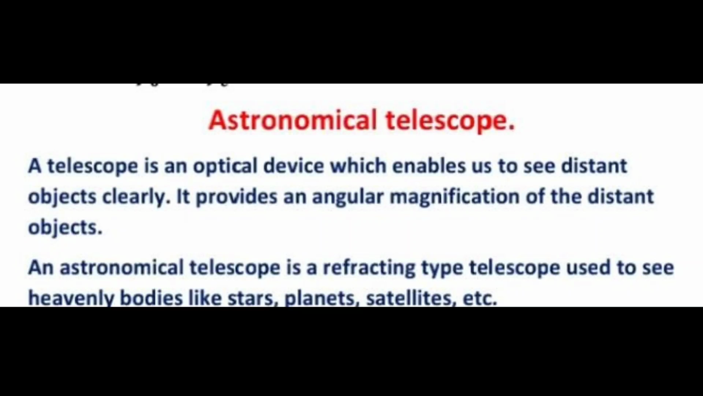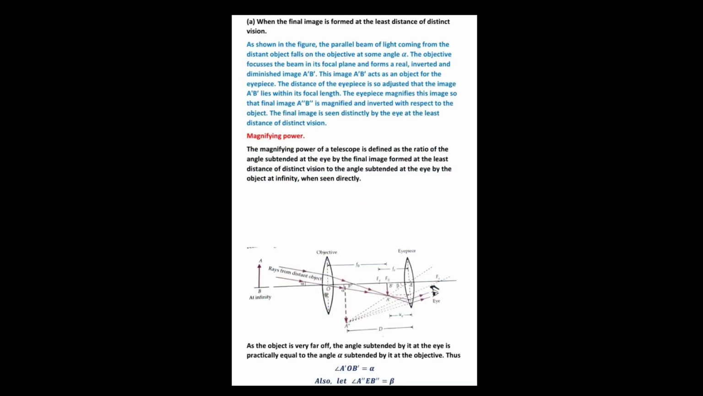Now the next optical device is the astronomical telescope. This device enables us to see distant objects clearly. It provides an angular magnification of the distant object. This device is a refracting type telescope that is used to see heavenly bodies like stars, planets, satellites, etc. So now we are going to study how this device works. There are again two cases. The first case, when the image is formed at the least distance of distinct vision, and next, of course, the second case will be when the image formed is at infinity.